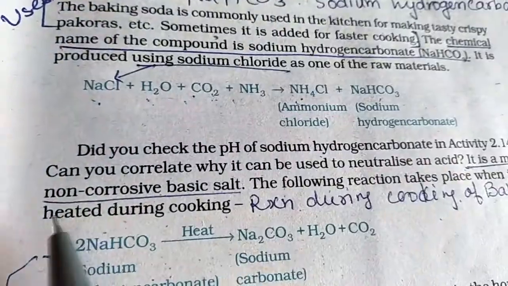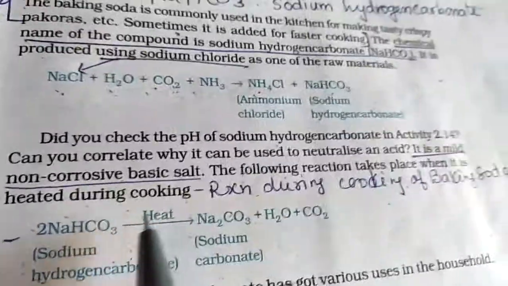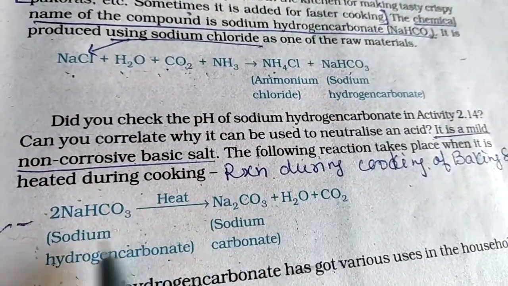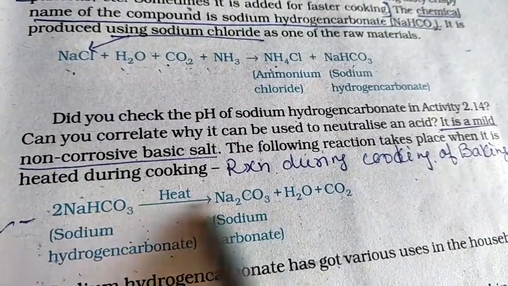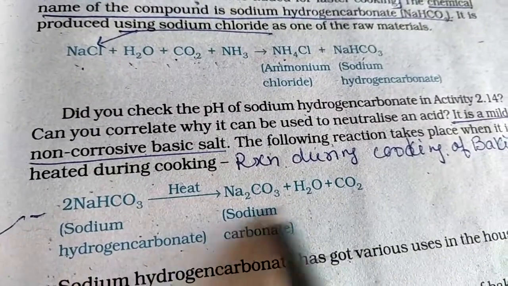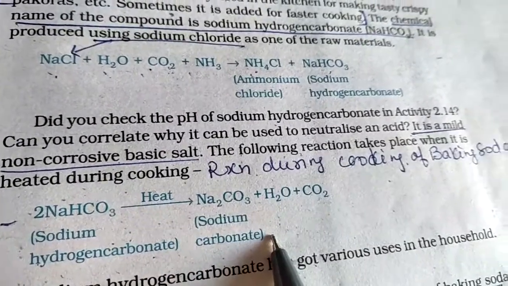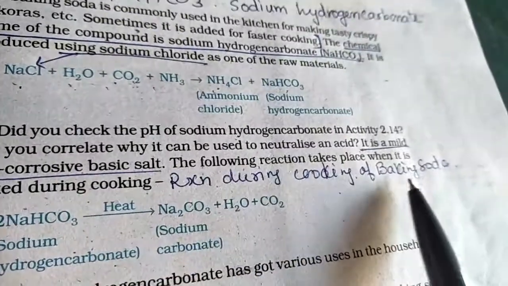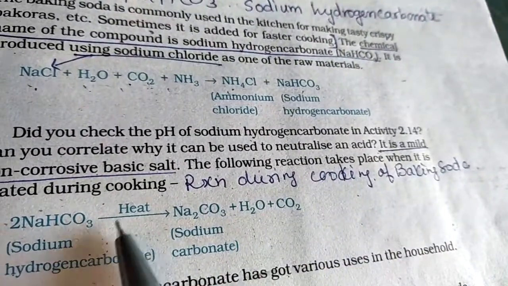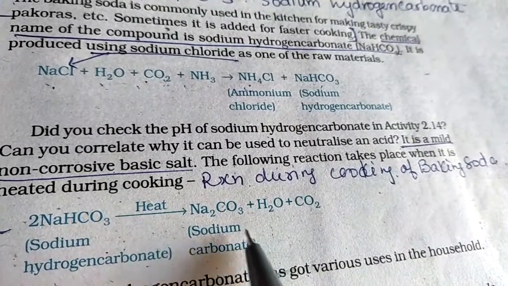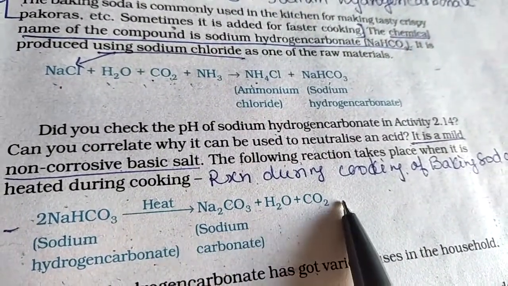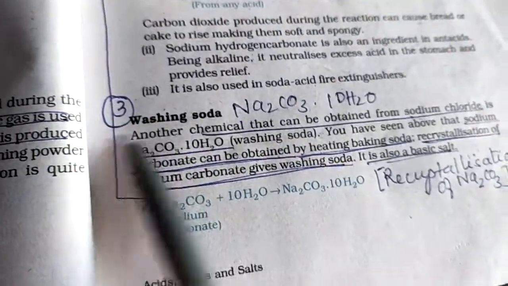Now before we go to the next compound, there is a small reaction here of sodium hydrogen carbonate. When you heat it, you get sodium carbonate. This is what happens when you use this baking soda in cooking. This heat releases these three things: sodium carbonate, water and carbon dioxide. Now we go to the next compound, that is washing soda.